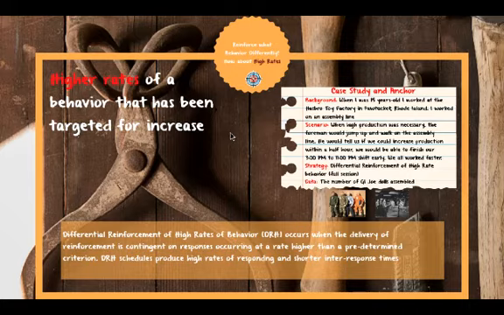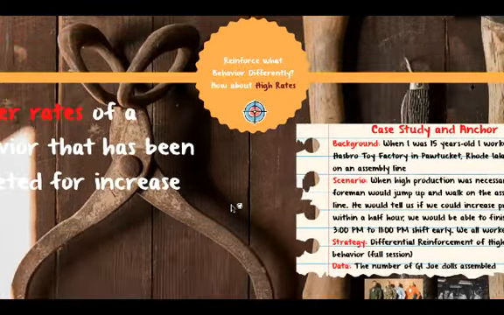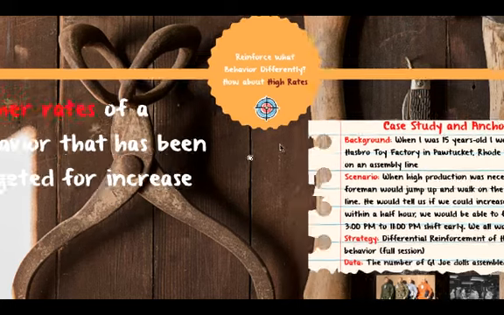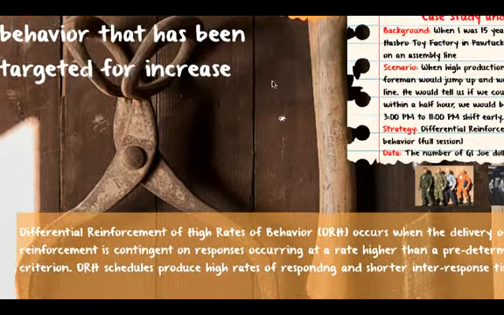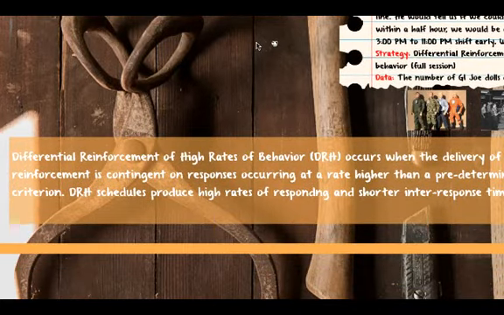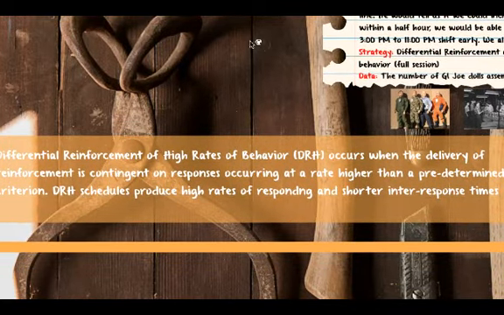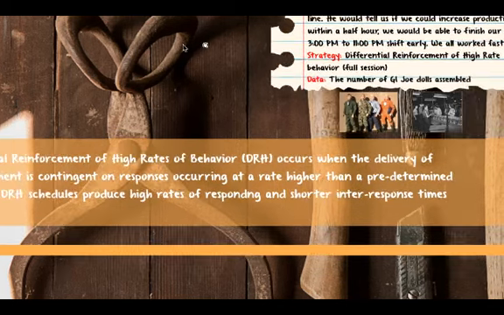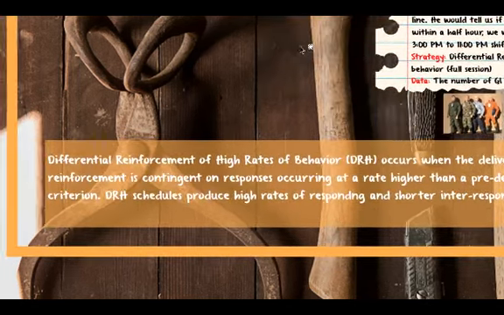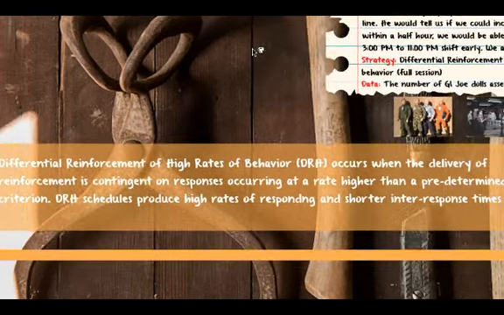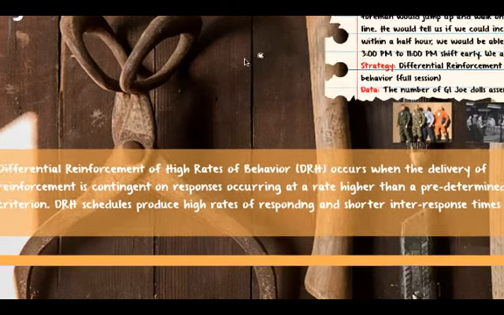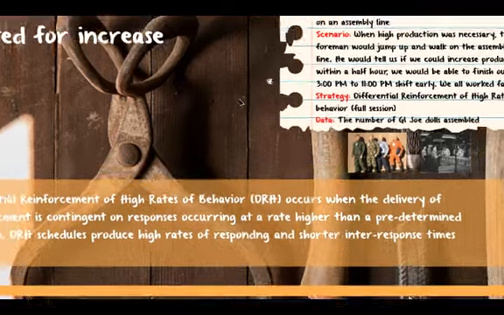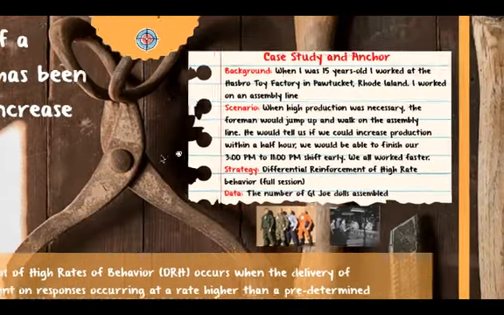The next differential reinforcement procedure is what's referred to as differential reinforcement of high rate behavior. So this is the companion to the DRL. So now we want higher rates to occur. So DRH, differential reinforcement of high rates, occurs when the delivery of reinforcement is contingent on responses occurring at a higher rate than a predetermined level. So essentially what we want is shorter and shorter inter-response times.